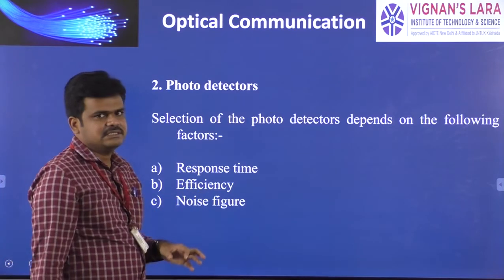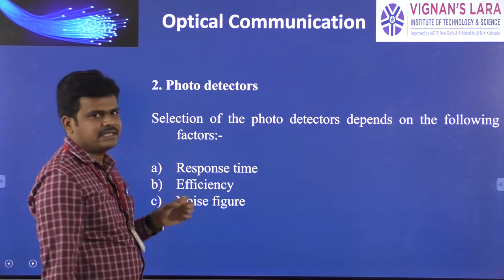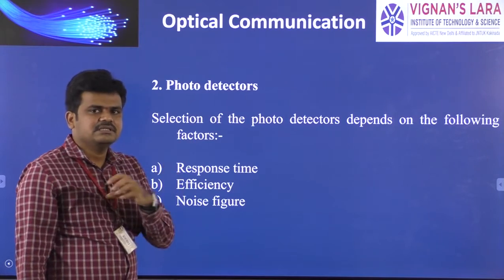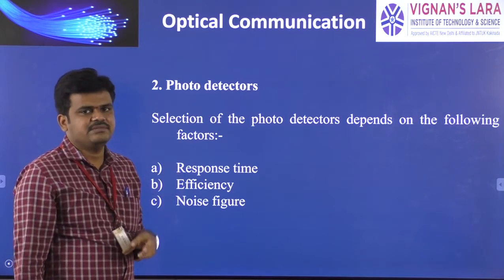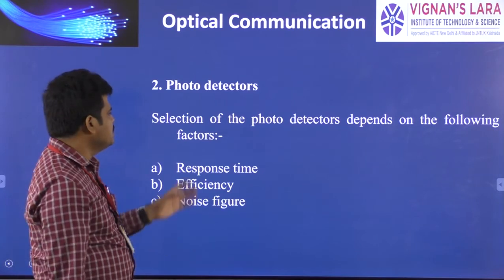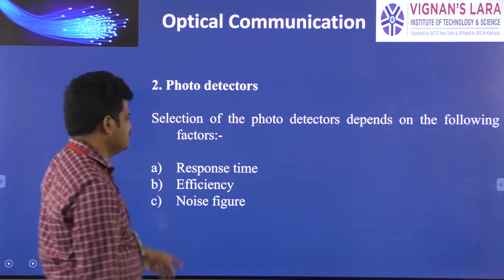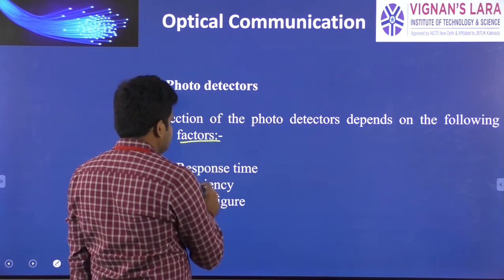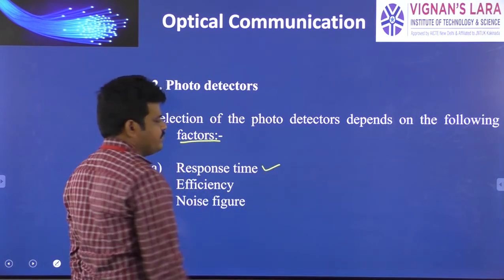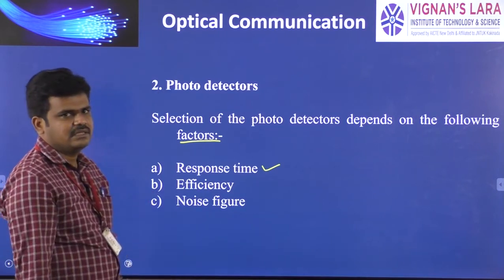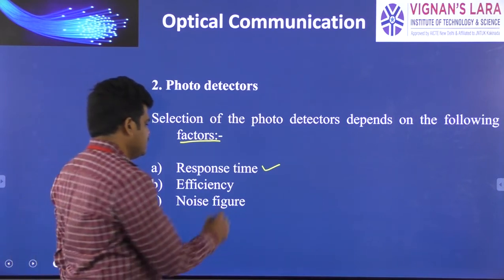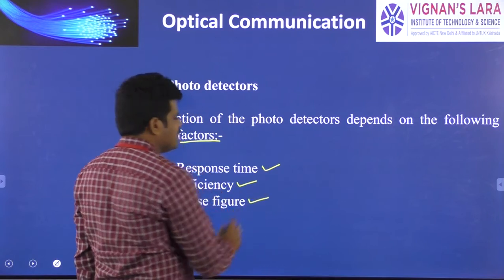The next one is a photodetector. The photodetector is the key element in the receiver. It is the first element in the receiver. While selecting the photodetector, we need to consider a few parameters. What are those? The first one is response time. The second one is efficiency. The third one is noise figure.